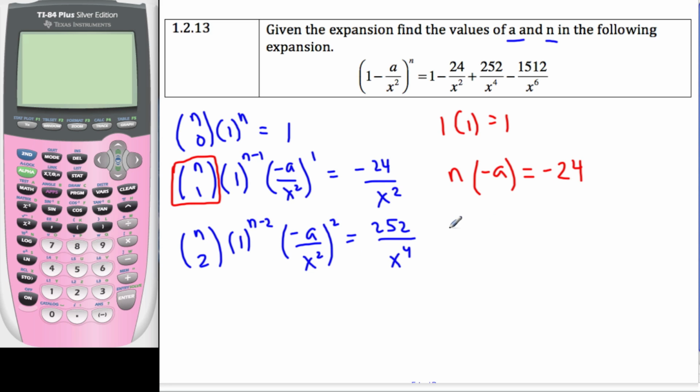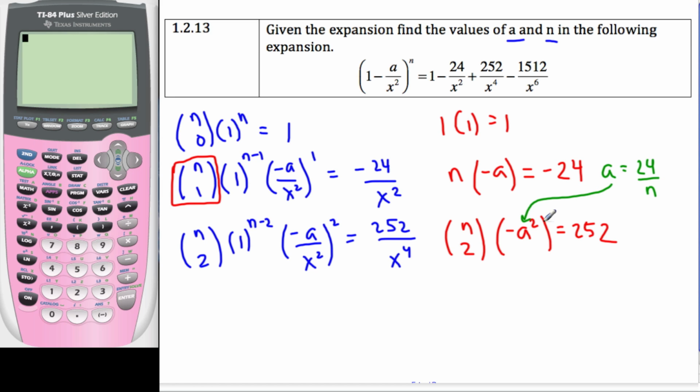Down here, there's no way to know n choose 2 unless we know n, so we have to keep that the same. This, of course, is 1 again, and then we'll have negative a squared equals 252. Just ignore the x to the fourths. We can say that a is equal to 24 over n, and then we'll just substitute a out here, and we should have an equation to deal with.